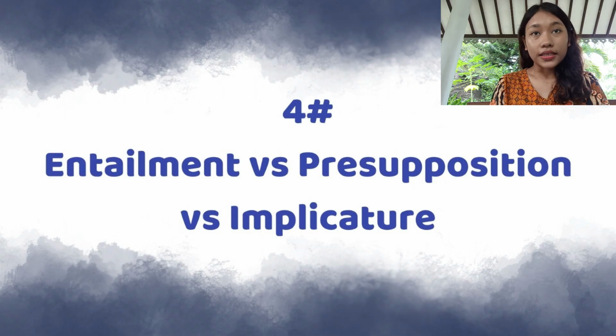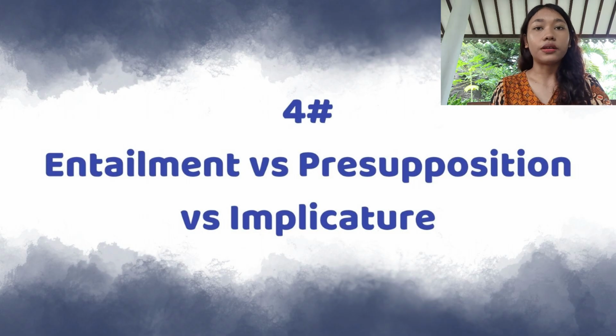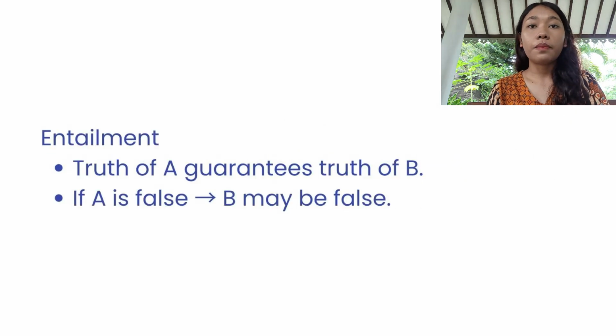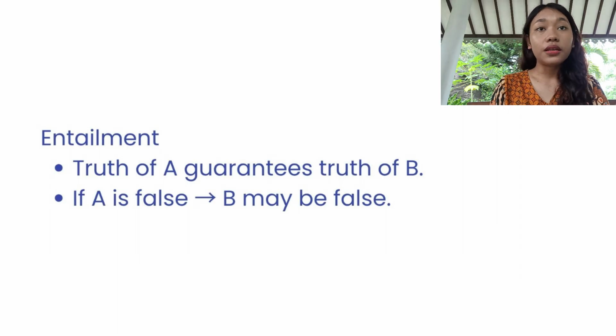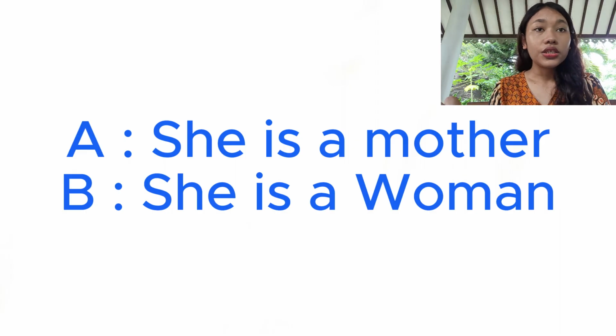Okay, because entailment is often confused with presupposition and also implicature, I will briefly explain the differences between entailment, presupposition, and implicature. So we talk about entailment. Entailment means if sentence A is true, then sentence B must also be true for sure. For example, "she is a mother" entails "she is a woman," but if A is false, B might not be false.